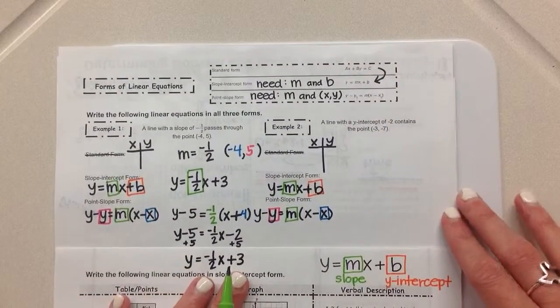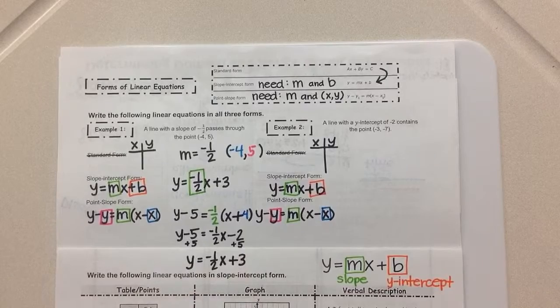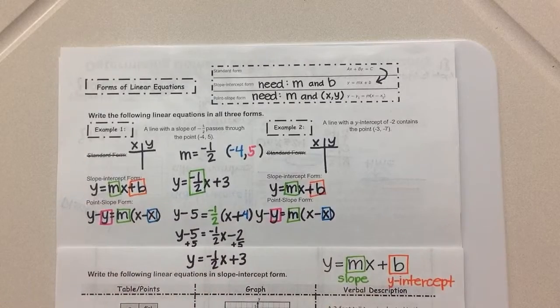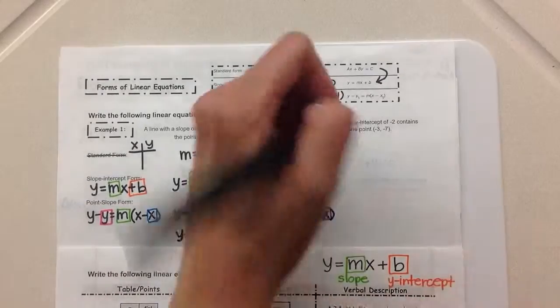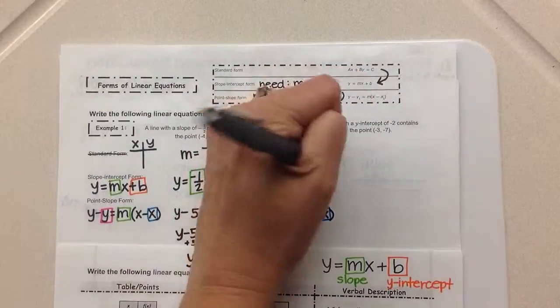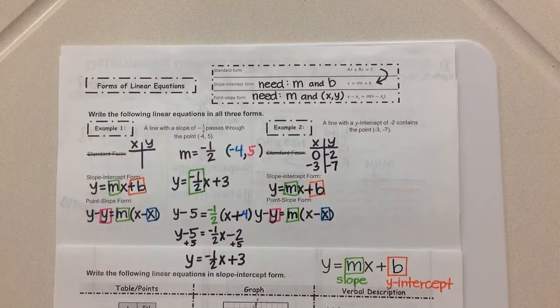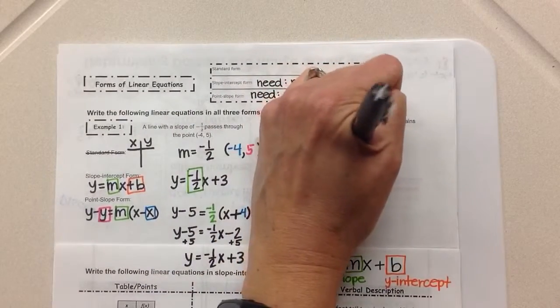So now we're going to look at example number 2. I've got a line with a y-intercept of -2. So that tells me it's the point (0, -2). And then I also have the point (-3, -7). Well, this time they didn't give me the slope. So now I actually have to do some work.